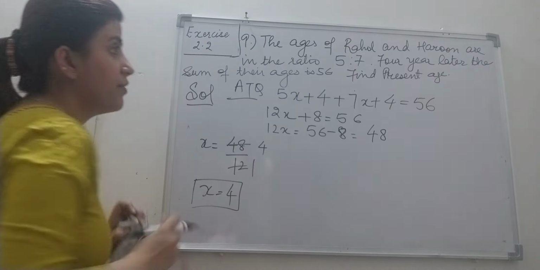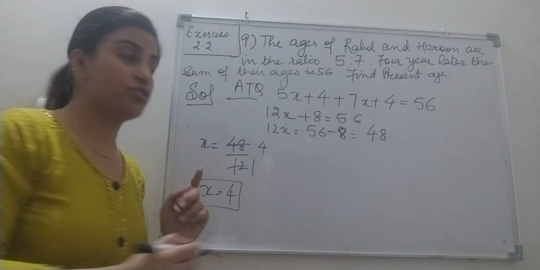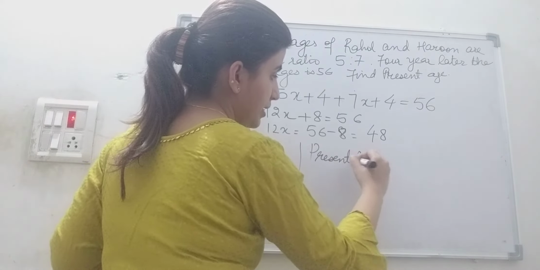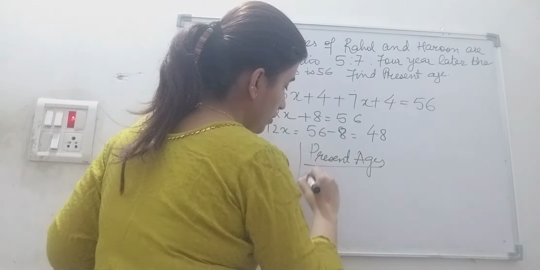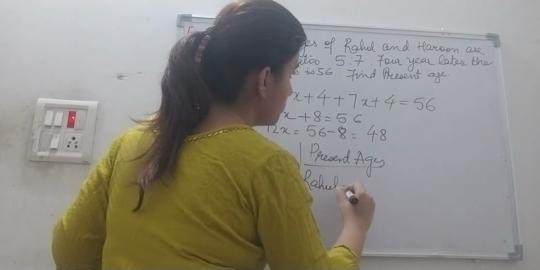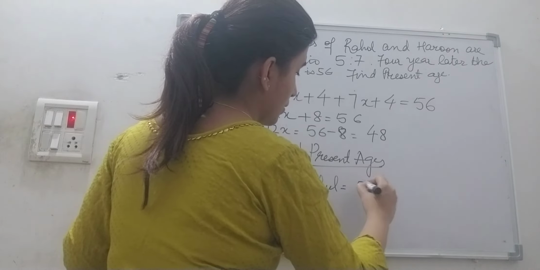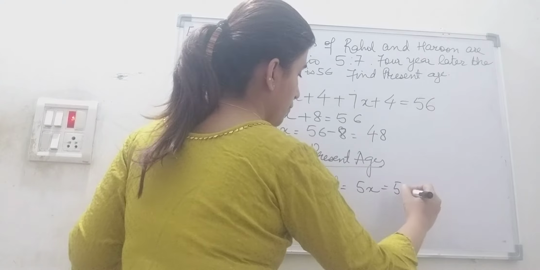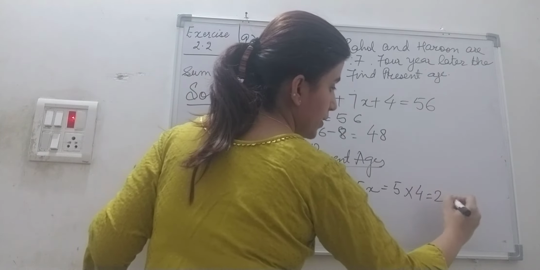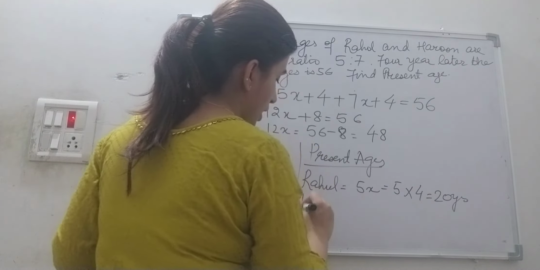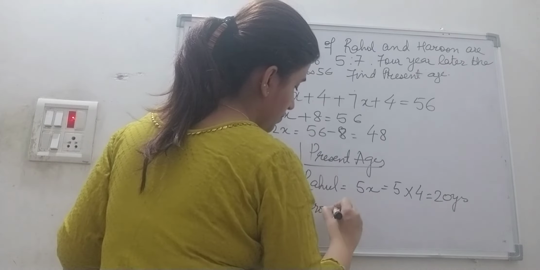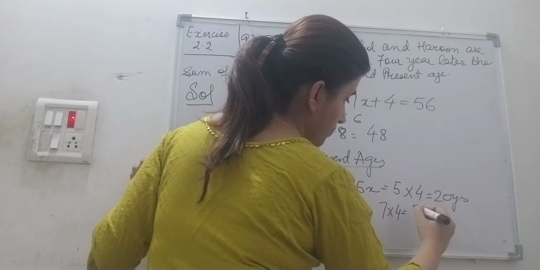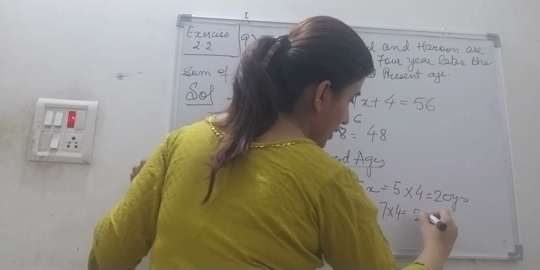Now they asked Rahul's and Harun's present age. What is Rahul's present age? 5x, that is equal to 5 into 4, 20 years. Harun, 7x, 7 into 4, that is equal to 28 years.